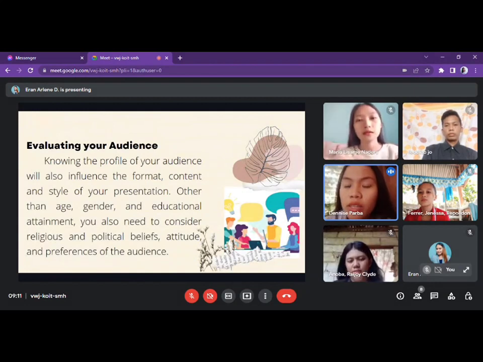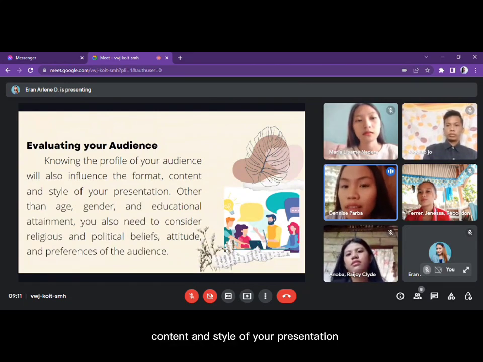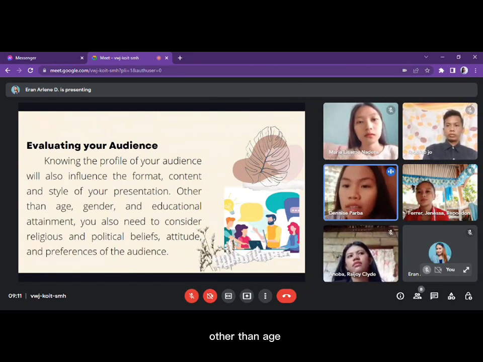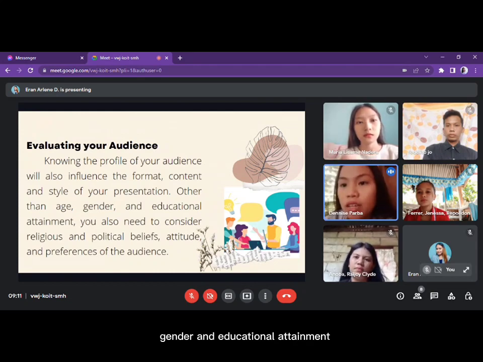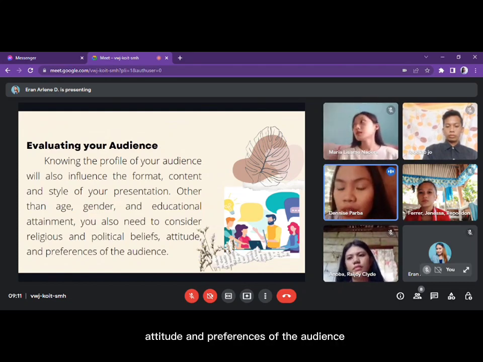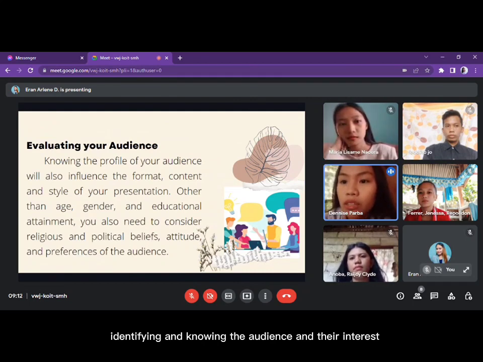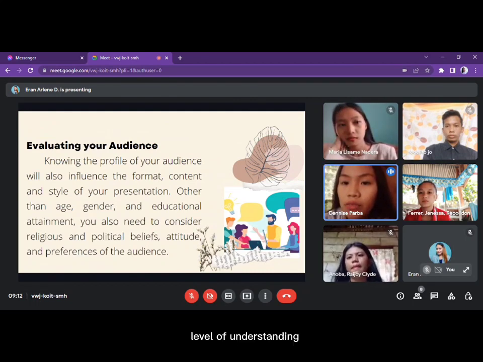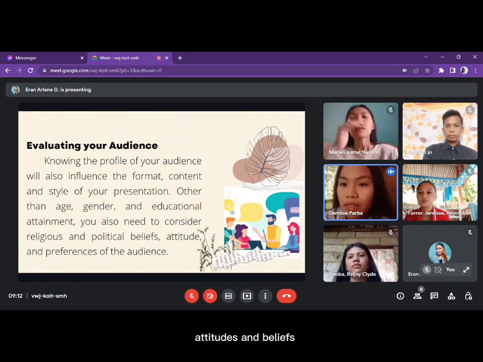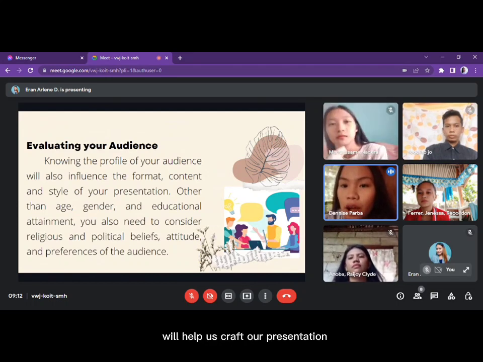Evaluating your audience. Knowing the profile of your audience will also influence the format, content, and style of your presentation. Other than age, gender, and educational attainment, you also need to consider religious and political beliefs, attitude, and preferences of the audience. So, evaluating the audience involves identifying and knowing the audience and their interests, level of understanding, attitudes, and beliefs. In other words, knowing who the audience is will help us craft our presentation.